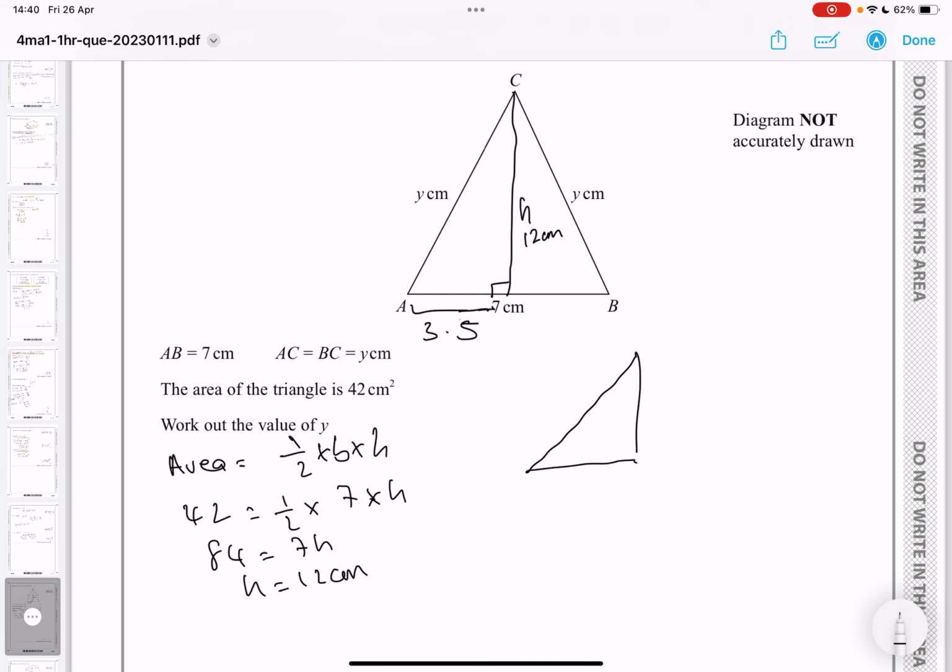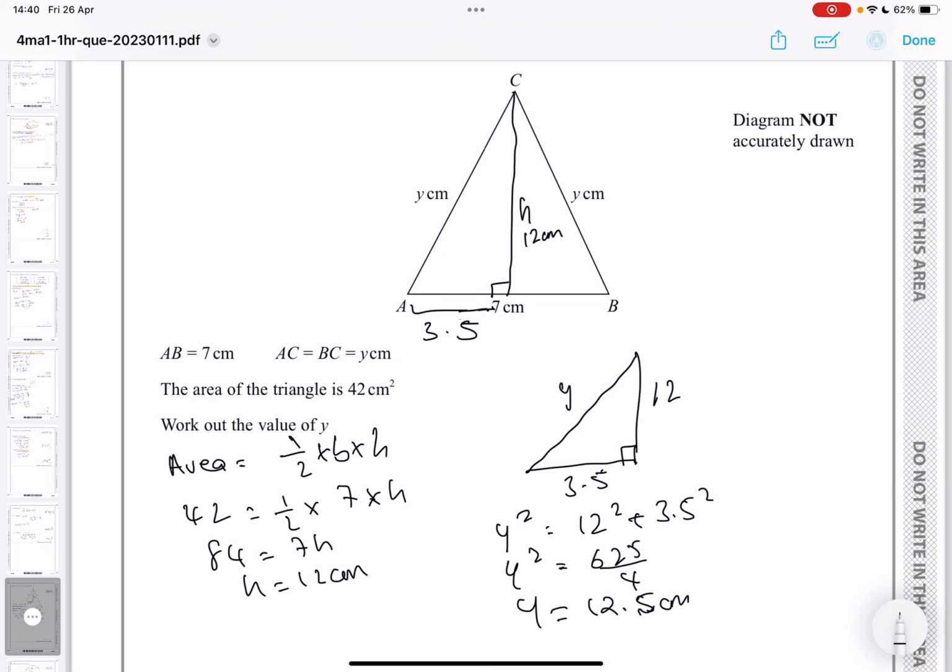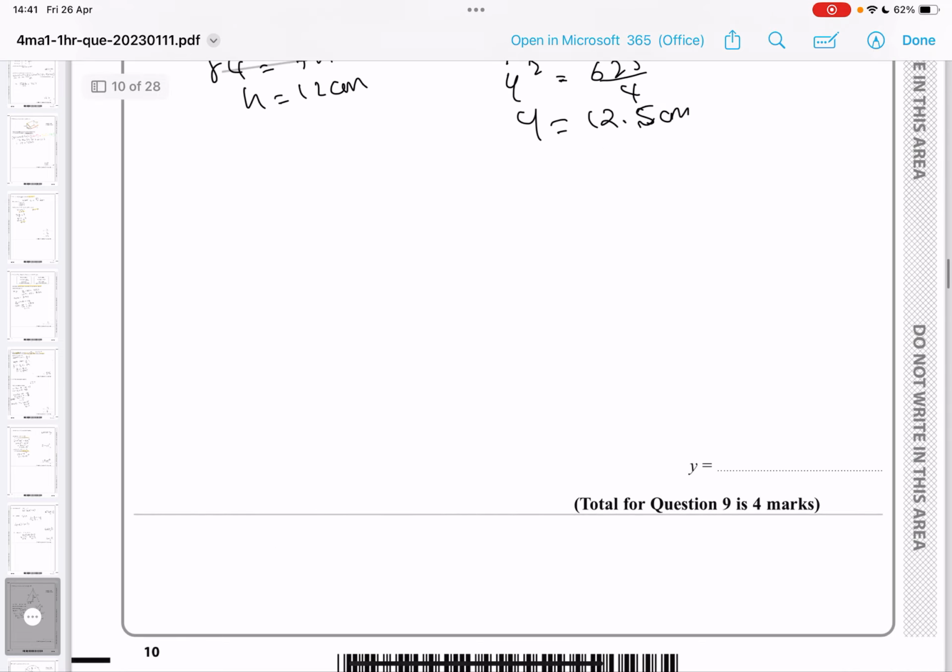So let me redraw this triangle so it's easier to see. 3.5, 12, and y. So y squared equals 12 squared plus 3.5 squared. Y squared equals 625 over 4. So y is equal to, if I put that in my calculator, 12.5 centimeters. So y is 12.5.